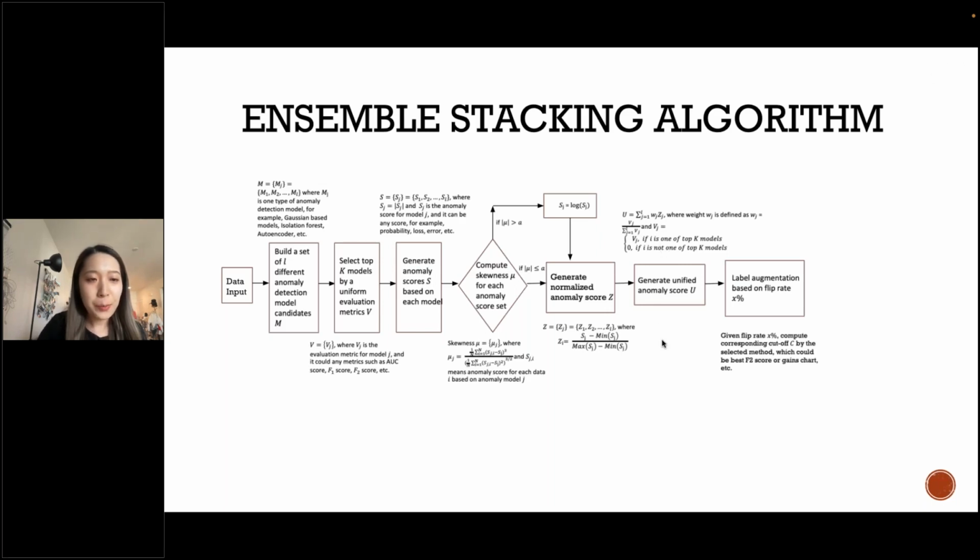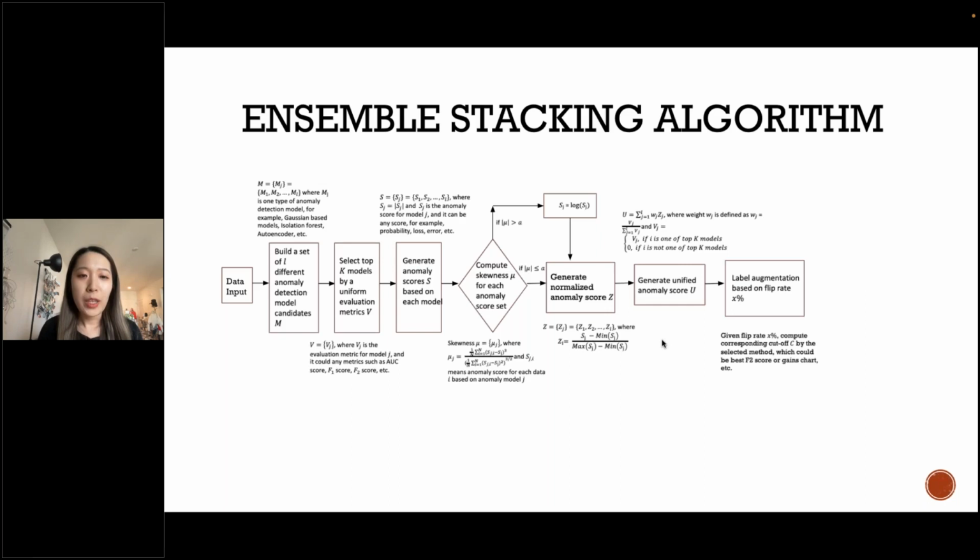After we build those candidate sets, we know that not all of them perform very well. So we need to select the top K models with the top performance, using a unified evaluation metric V. The evaluation metric can be a commonly used one, for example AUC score, F1 score, F2 score, or F beta score. We just pick one of them to evaluate our anomaly detection models.